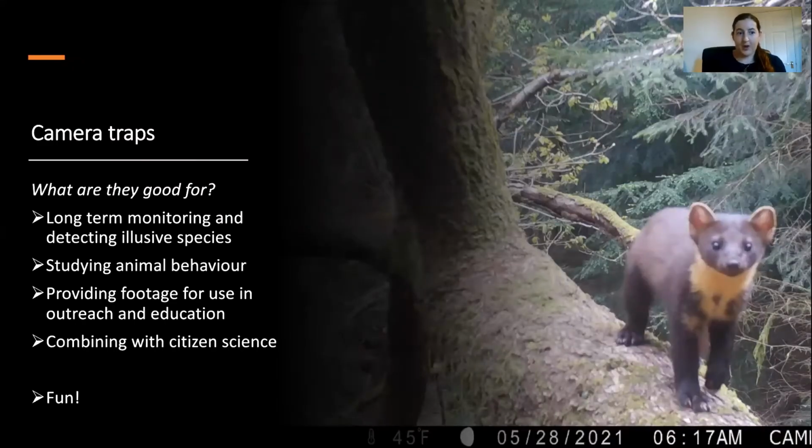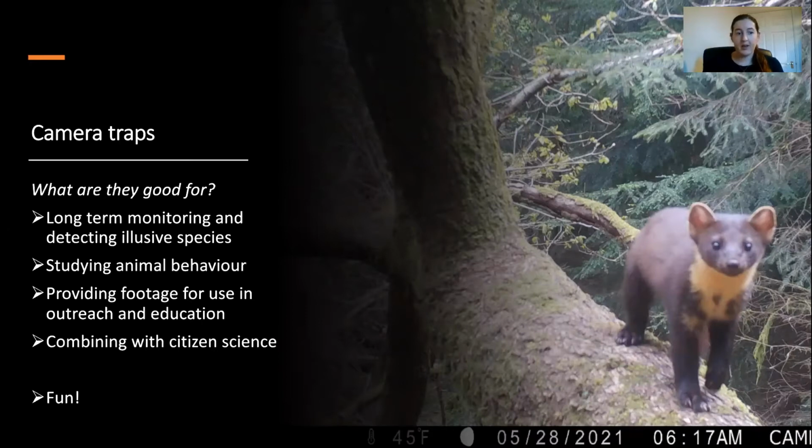So what do we use camera traps for? They're really good for long-term monitoring and for detecting elusive species that are difficult to see. This is because we can leave them in place for long periods of time. So this increases our chances of catching species that don't come by very often. And because we don't have to be there in person, species that might deliberately avoid humans might be easier to catch on camera trap as well. They're great for studying animal behaviour because they record quite natural behaviours in the wild, because again there's less disturbance because there's not people around.